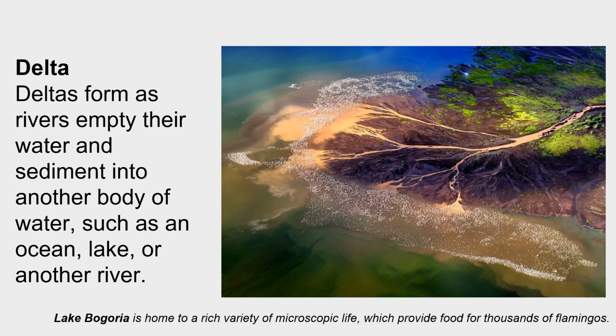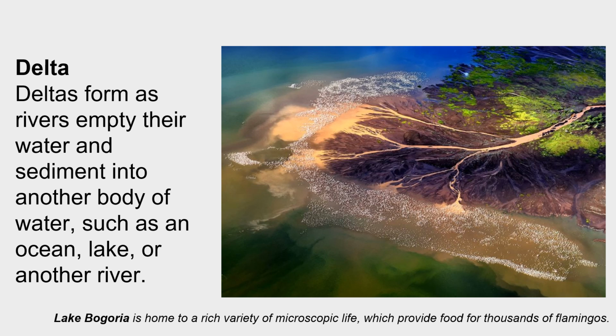Delta. So what's a delta basically? When the river meets the ocean, the part where it meets is a delta. Okay, you can see this part is a delta, that is a river which is flowing, and that is a sea or an ocean. So currently that's a Lake Bogoria. It's a home to a rich variety of microscopic life. So this you can see, it's a lake basically, where the river is coming and meeting the lake. So deltas form as rivers empty their water and sediment into another body of water, such as an ocean or a lake or another river. Okay, and this is where you can see lots and lots of flamingos.